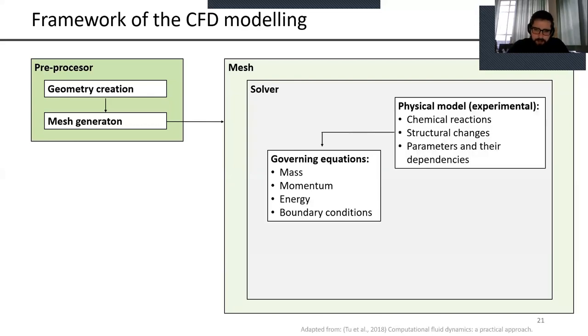But it is supported by the physical model: experimental data about the chemical reaction, structural changes, parameters, and their dependencies, because the governing equations are quite universal, so they can describe most of the systems, but not in a very detailed way. To go into more detail, we need to adjust the model by ourselves, by this physical model.